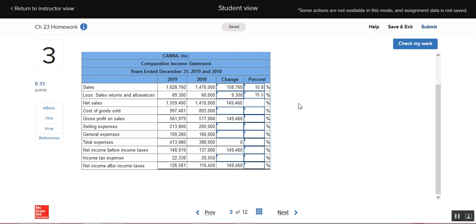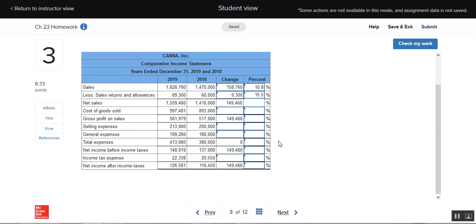I was looking for one that went down because if the change was a negative, in other words, if this 60,000 went down to 50,000, then the change would be a negative $10,000. So your percent change would be a negative. So these positive percent changes mean that these amounts went up from 2018 to 2019. If you saw a negative over here, it would mean that there was a drop in 2018 to 2019. So that's a horizontal analysis.